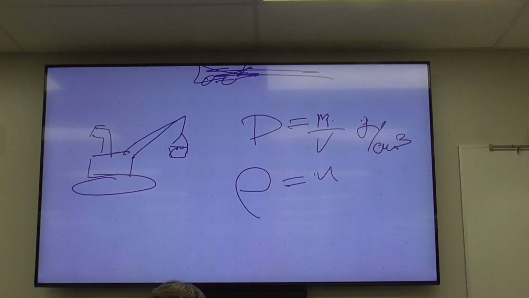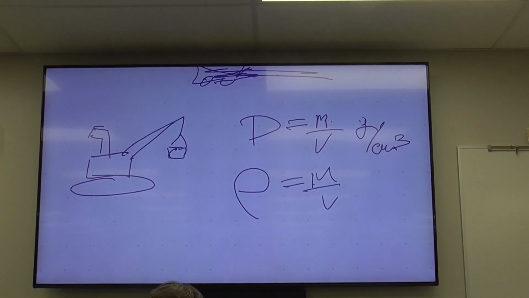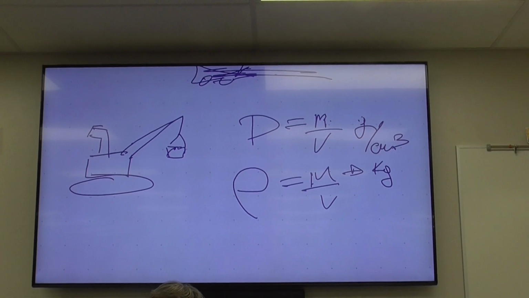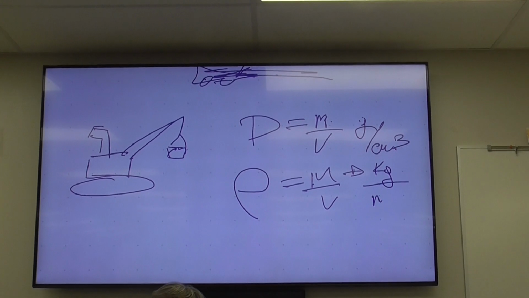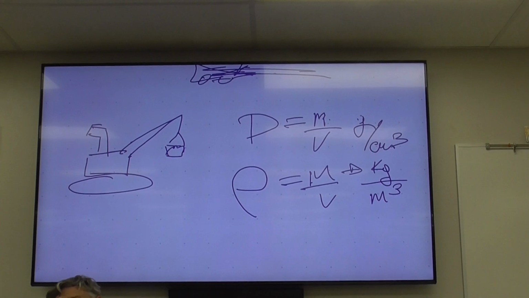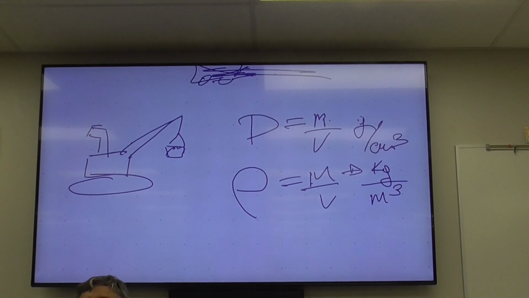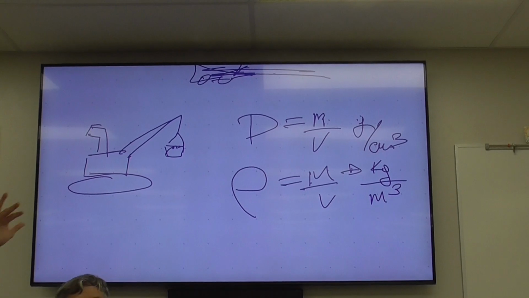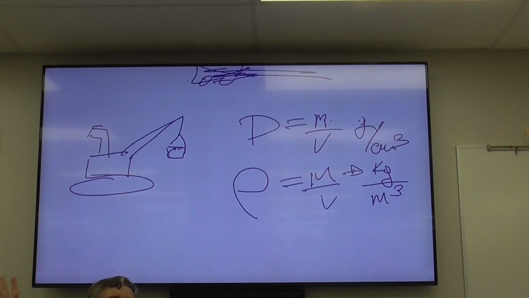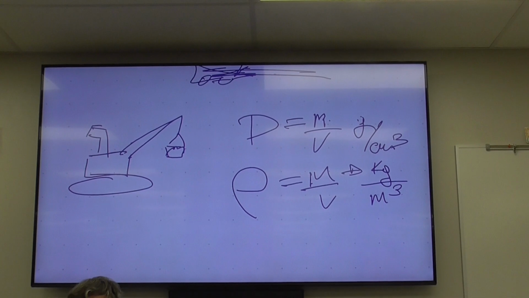It's still mass divided by volume, but because we're in the MKS system, the mass is in kilograms and the volume is in cubic meters. In chemistry, it's mass per cubic centimeter, which is about the volume of the end of your pinky. In physics, it's mass per cubic meter, okay? Same idea, vastly different units.